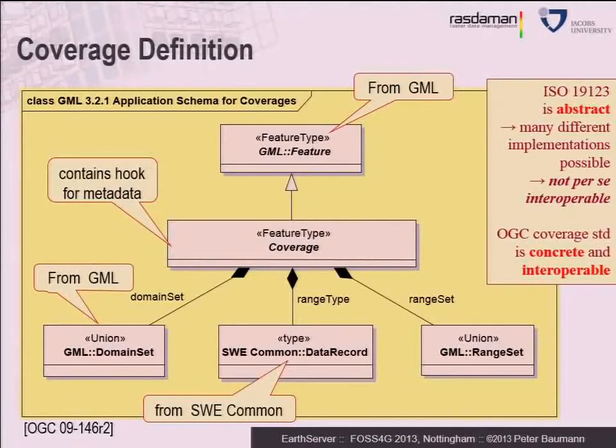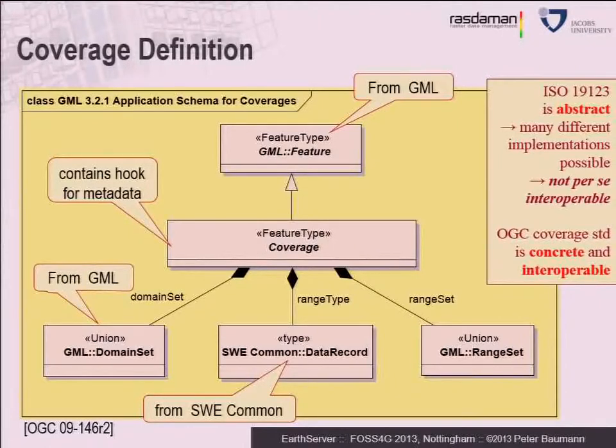Let's have a look into the standard itself. This is the conceptual top-level view of it. It's basically a feature from GML, so it is compatible with GML. The coverage is defined by three main elements. I said that it's a definition of a data set. So the core element is the range set, which is the container of the actual values that you have to access. So if it's a multiband spectral image, all the pixel values are contained and delivered into this range set element.